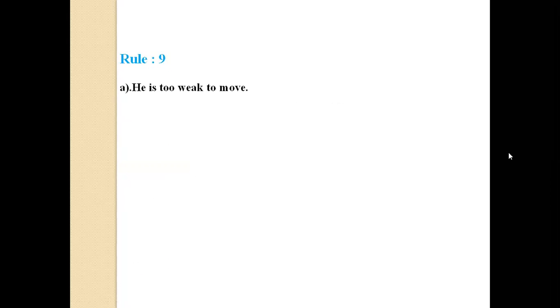Rule 9. He is too weak to move. If there is too dash to in a simple sentence, use so instead of too and that instead of to. So the answer will be: he is so weak that he cannot move. Use he once again, and if the sentence is in present tense, use cannot, and if the sentence is in past tense, use could not.